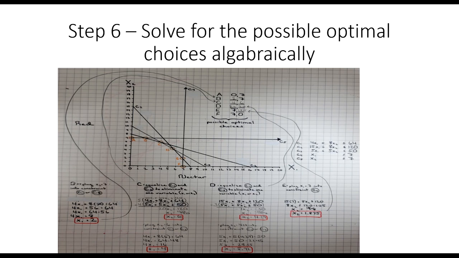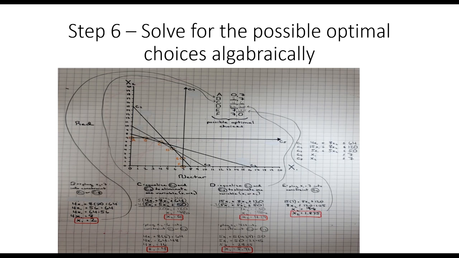I had 4x1 plus 8x2 equals 64, 5x1 plus 5x2 equals 50. To eliminate x1, I have to multiply the first equation by 5 throughout. Again, I have to multiply the second equation by 4 throughout. And what we get is 20x1 plus 40x2 is less than or equal to 320. 20x1 plus 20x2 is less than or equal to 200. We subtract, and our x1s are eliminated.